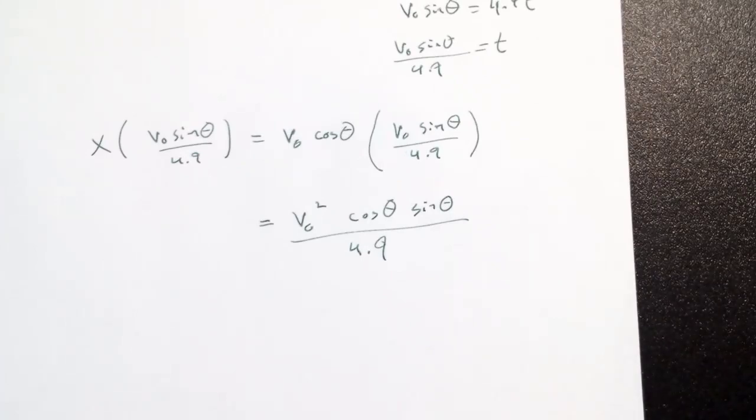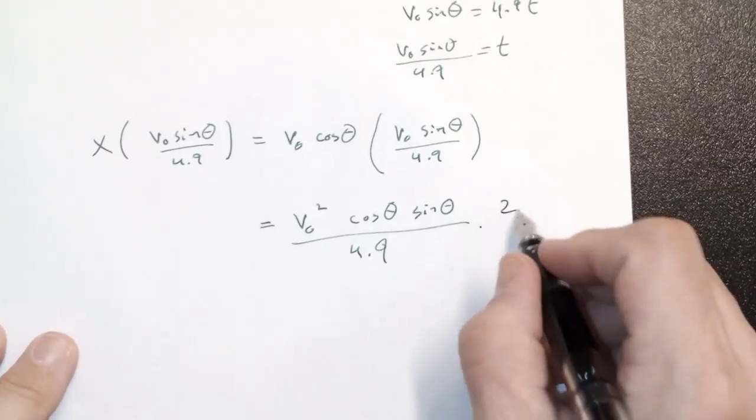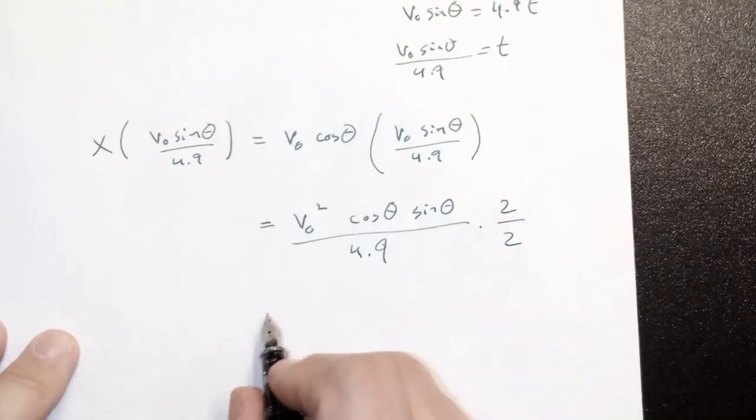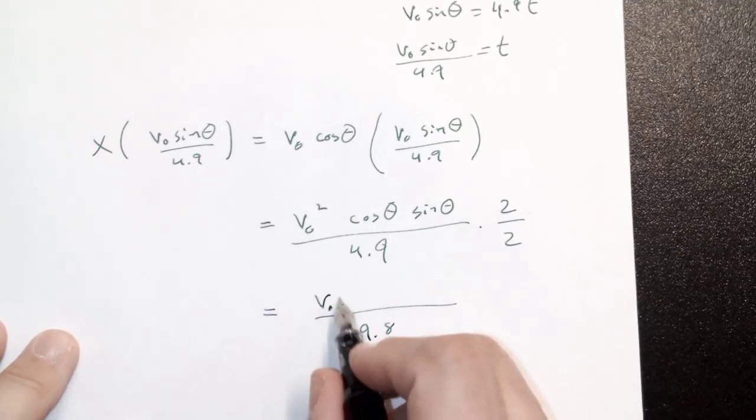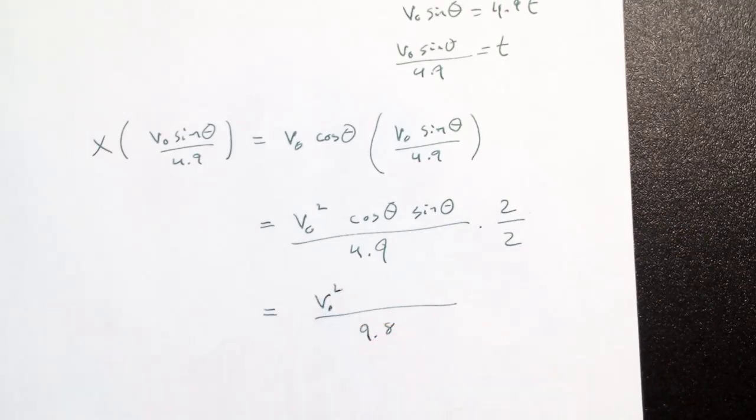Where'd the 4.9 come from? Oh, right. We took gravity was 9.8. We ended up dividing by 2, right? I'm going to be sneaky here. I'm going to multiply by 2 on top and 2 on bottom. Because now on bottom, I have 9.8 V0 squared. And on top, I have 2 sine theta cosine theta.